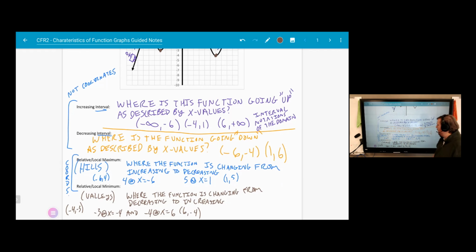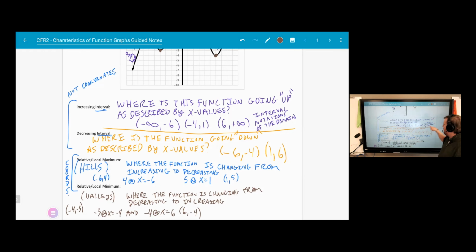They describe each other. Negative infinity to -6, -6 to -4. Well, from increasing to decreasing, we had a maximum. We had a hill at -6. When x was -6, we had a hill. And then from decreasing, -6 to -4, to increasing, -4 to -1, we had a valley right down here. These things work together.